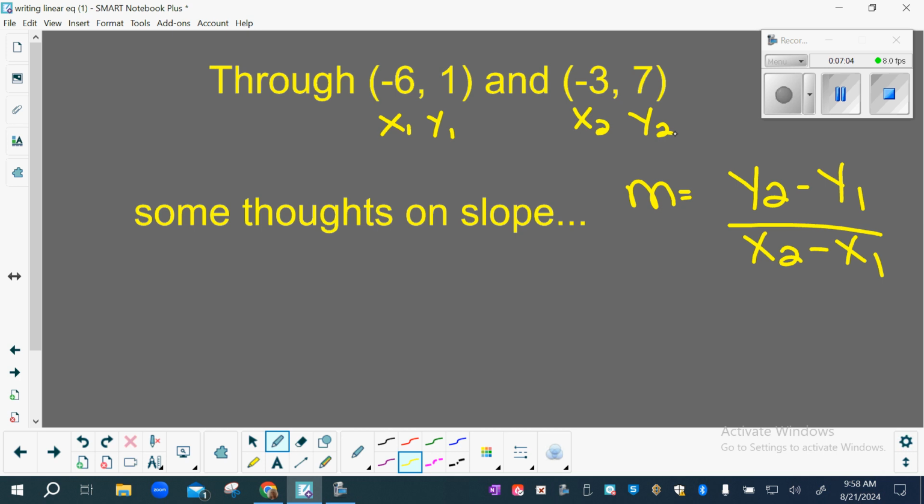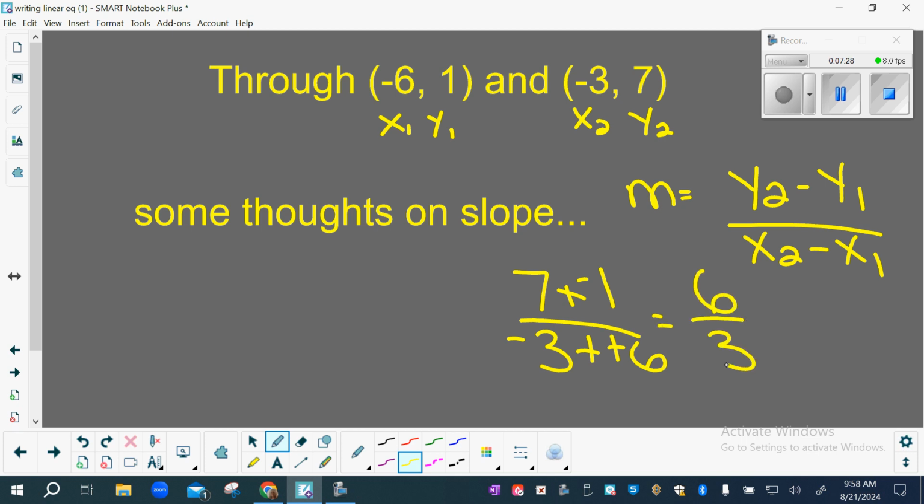So here's how we're taught to do it. We're taught to say 7 minus 1 over -3 minus 6. Did I lose anybody? This is old school. Then I'm going to do a little changey there. I get 6 over 3. I get 2 over 1. Is everybody okay with what I just did there? Okay. You ready? I'm never going to do it this way again.